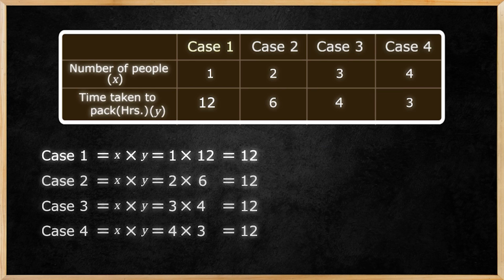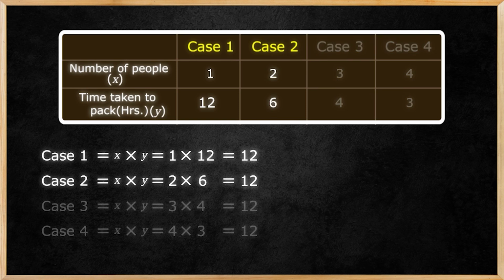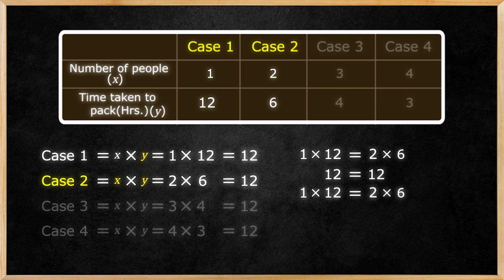Say case 1 and case 2. We know that the product of x and y from case 1 is 1 multiplied by 12 and xy from case 2 is equal to 2 multiplied by 6. Since we know that xy from the first and the second cases are equal to 12, we can say that 1 multiplied by 12 is equal to 2 multiplied by 6.